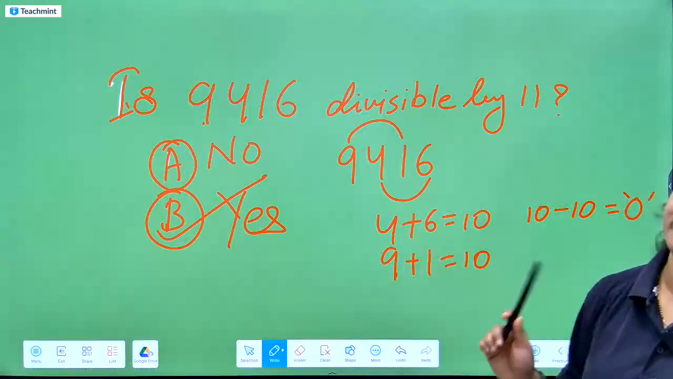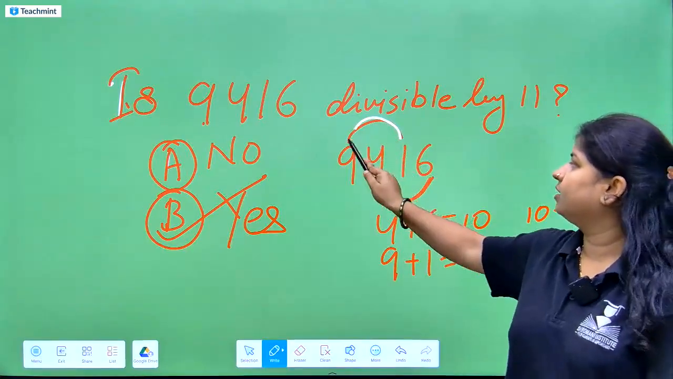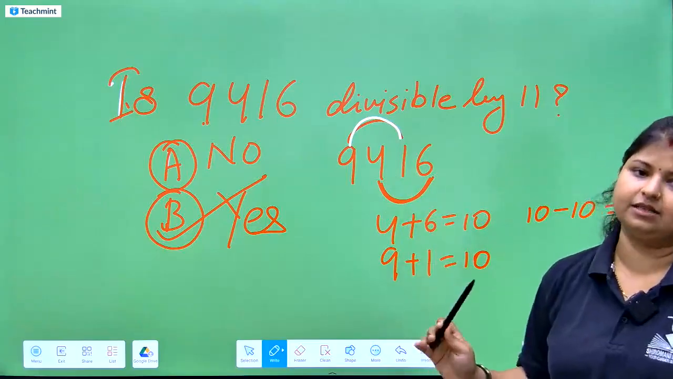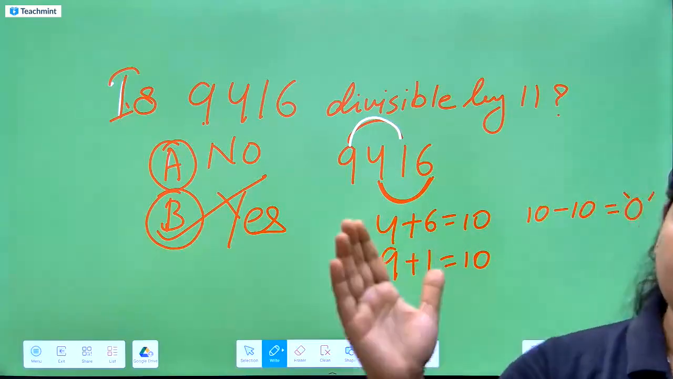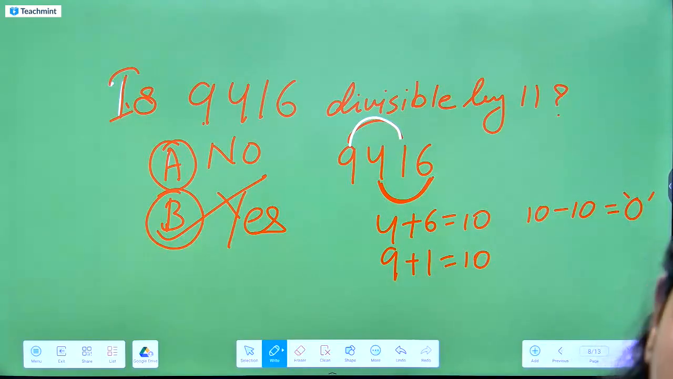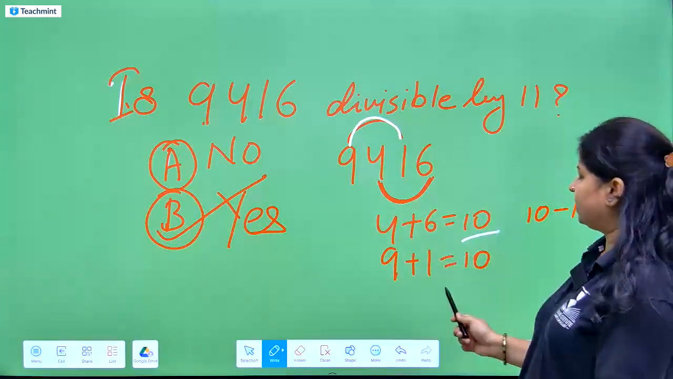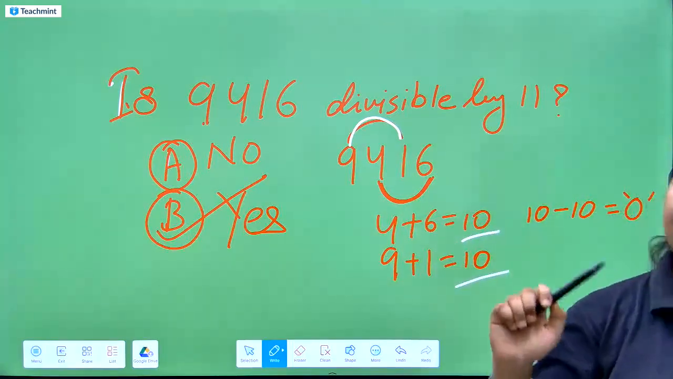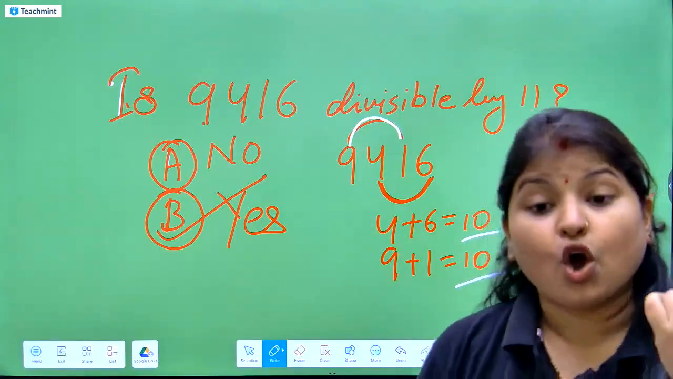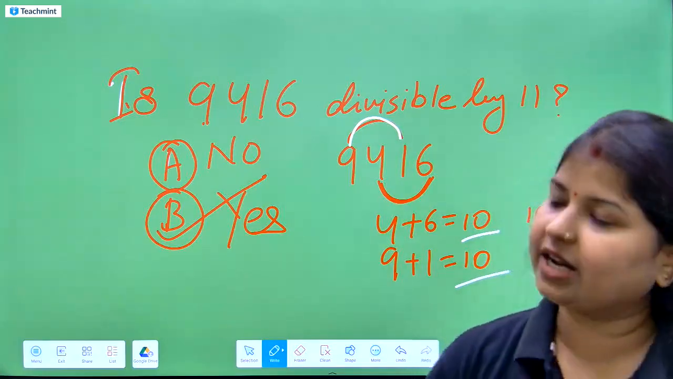Beta, the divisibility rule of 11 says that you have to take the numbers at odd places and the numbers at even places. In simple words, take a number and leave a number, ek chhod ke ek, and then add them. So 4 plus 6 is 10. 9 plus 1 is also 10. Now you have to subtract them. If the result is a multiple of 11 or the result is 0, the number will be divisible by 11. Got it, Adya?